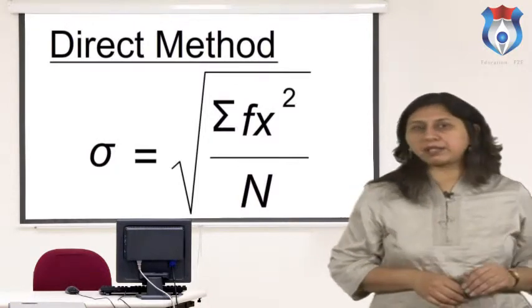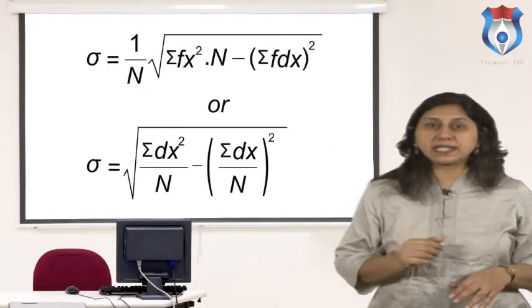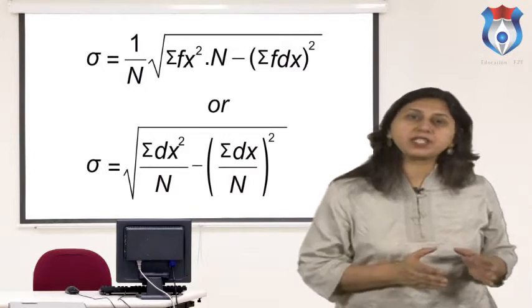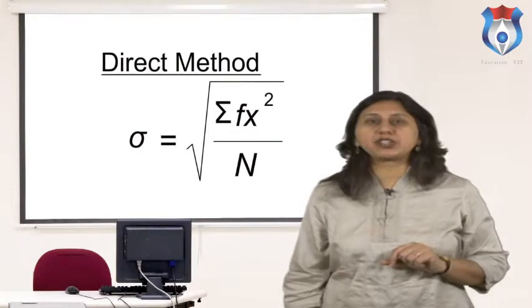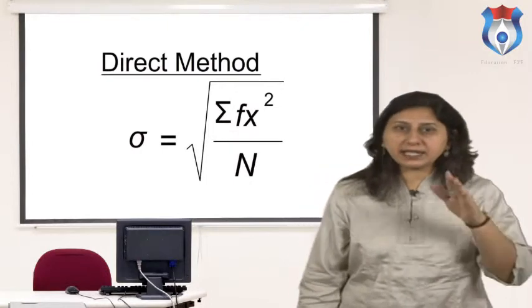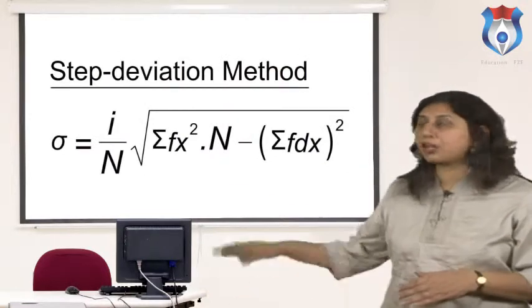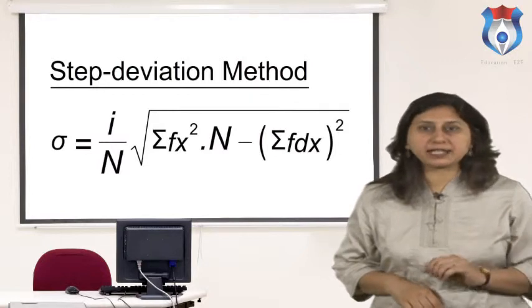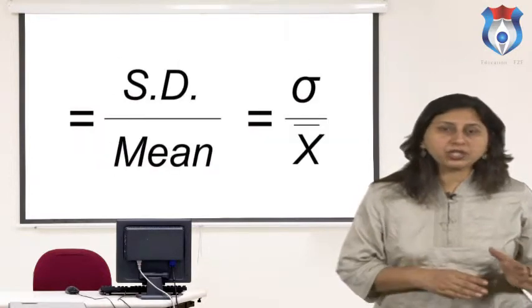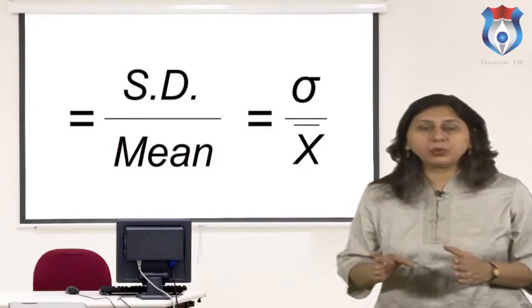The shortcut method for calculation of standard deviation is as shown, where dx is equal to deviations taken from an assumed mean. The calculation of standard deviation in discrete series by direct method, shortcut method and step deviation method are shown, where i is equal to magnitude of the class intervals. The coefficient of standard deviation is given by SD over mean, which is sigma over x bar.